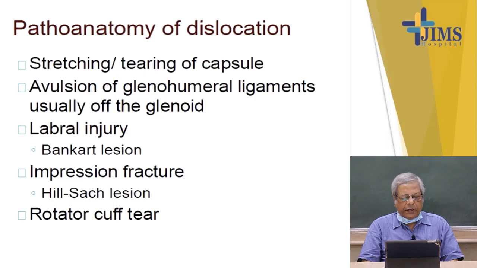Or there could be an impression fracture of the posterior part of the humeral head. That is, when it becomes dislocated, there is an impression fracture at the posterior humeral head. That is called a Hill-Sachs lesion. There could be associated rotator cuff tears.